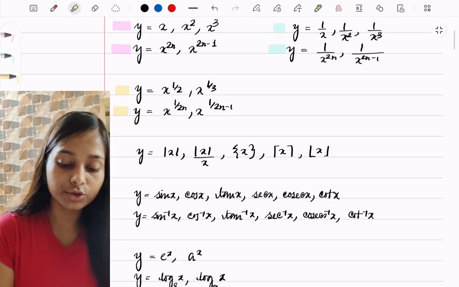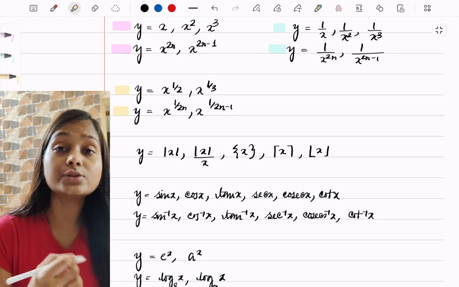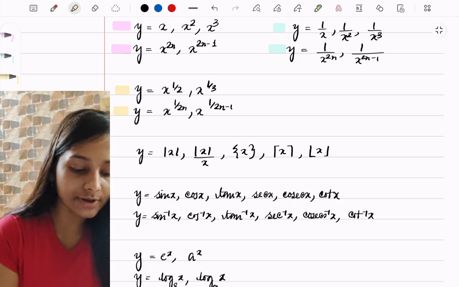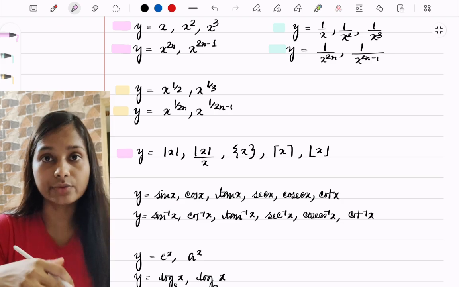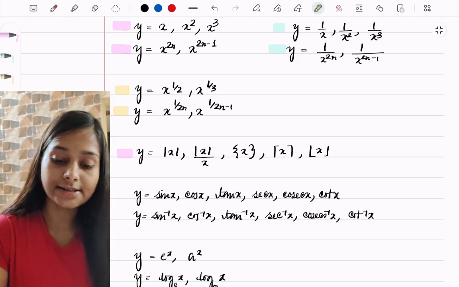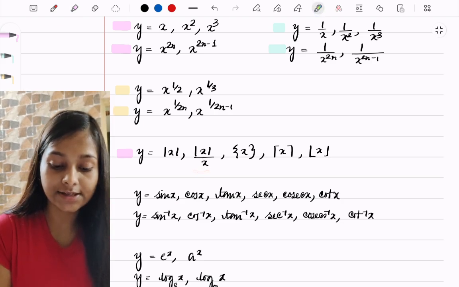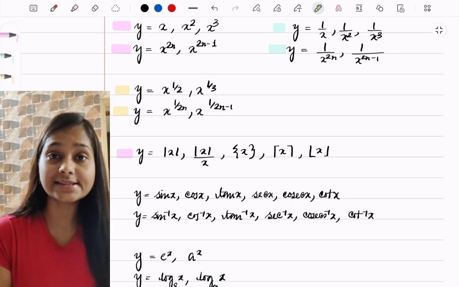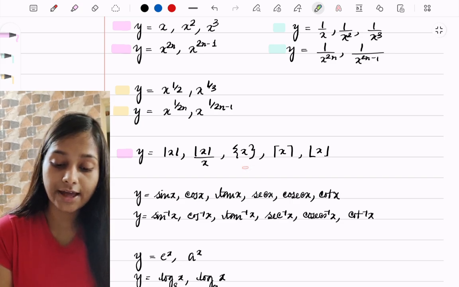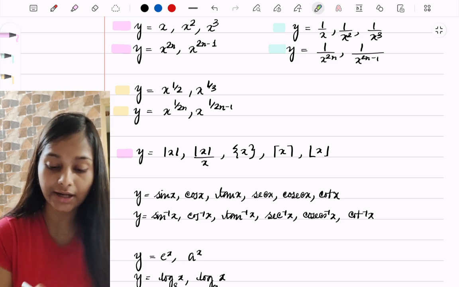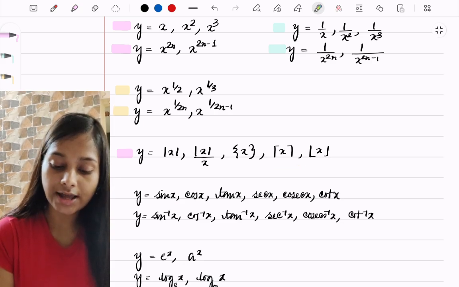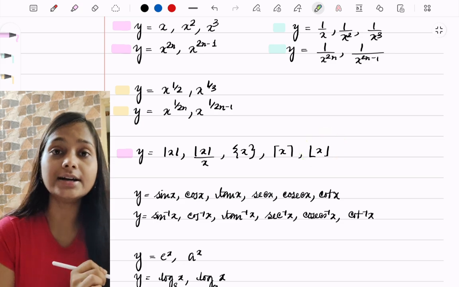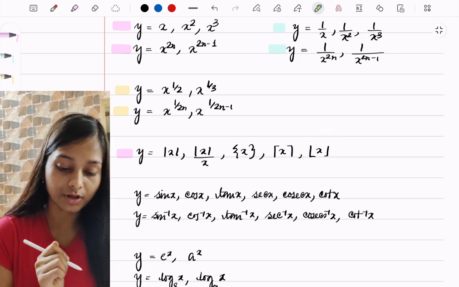Next, moving to the piecewise functions. So for piecewise functions, here we have y equals mod x, which is the modulus function. Next, we have mod x by x, which is the signum function. Next, we have the fractional part function, which is written in the second bracket. Here we have the greatest integer function, followed by the least integer function.